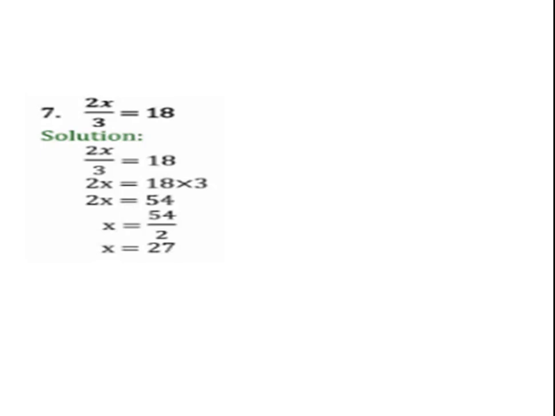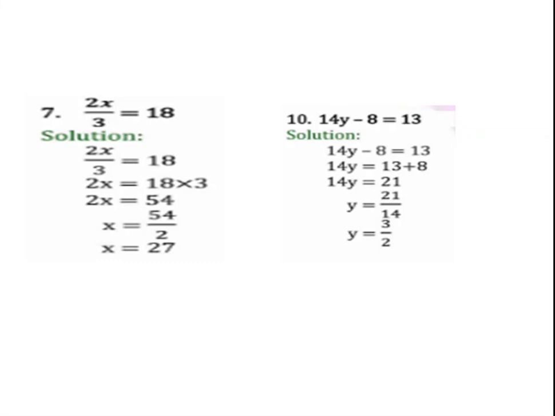Let's go to the next question. 14y minus 8 equal to 13. Which is the variable used here? y. But you have a constant here, 8. 8 is subtracted here. So what will happen when you take it to the other side of the equal to sign? It will be added. So 14y is equal to 13 plus 8. It's 21. 14y equal to 21.